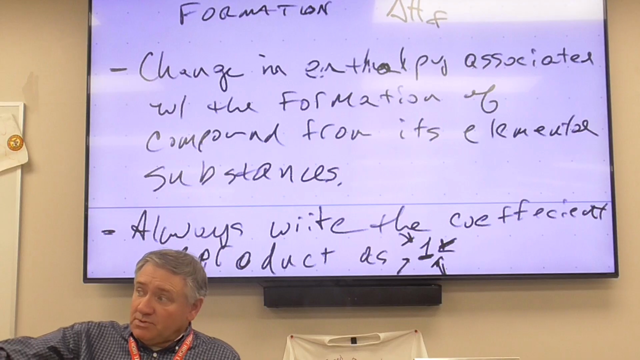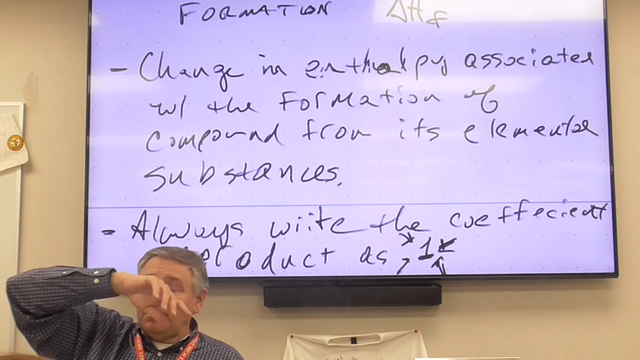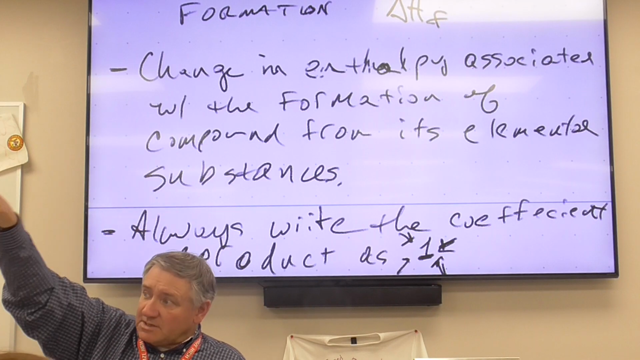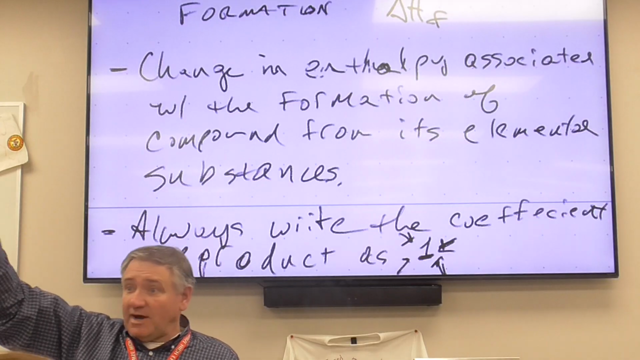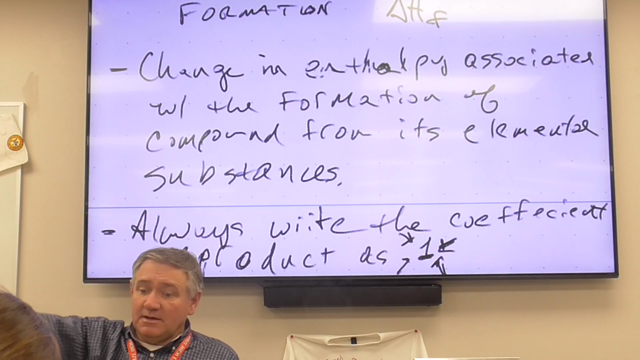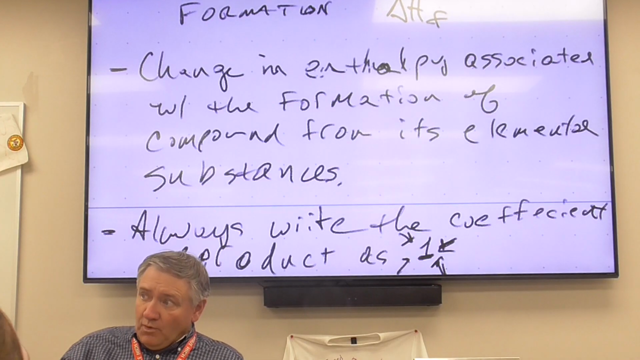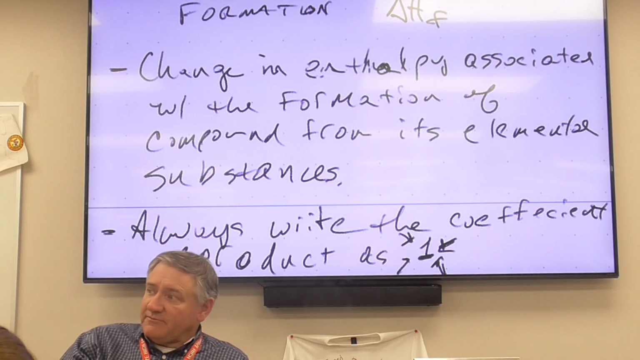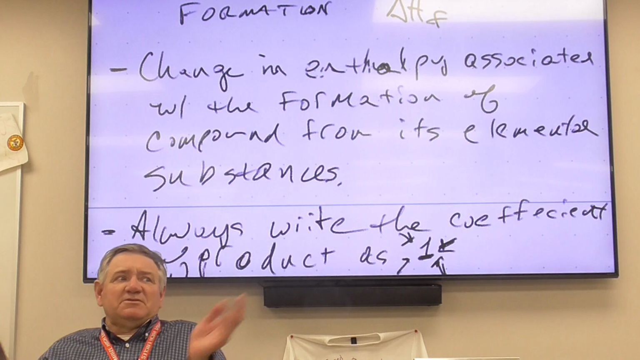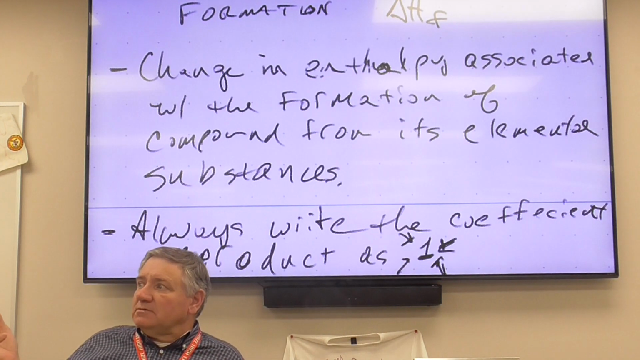Very similar to when we looked at the reduction chart, the reduction of hydrogen was defined as 0. That's what's happening here. If it's the elemental form, it's not going to have an enthalpy of formation because you don't have to form it. It's just the elemental form of it.